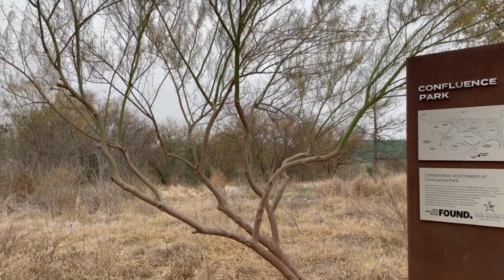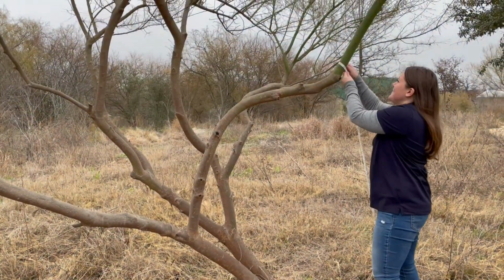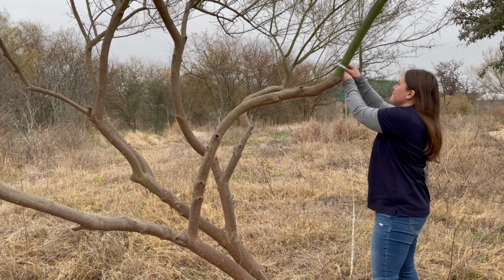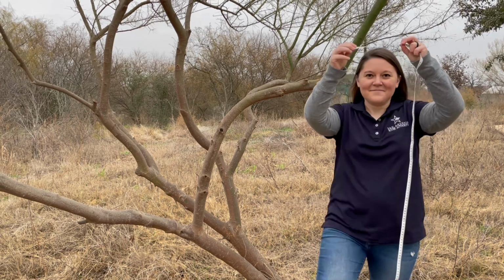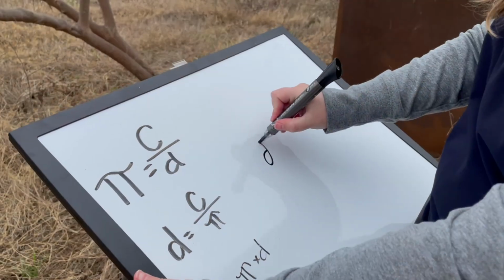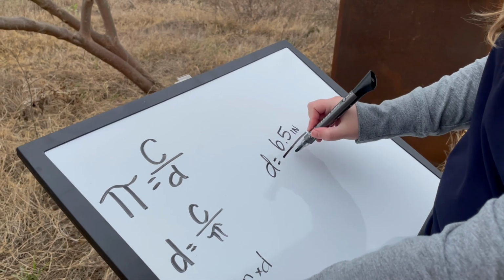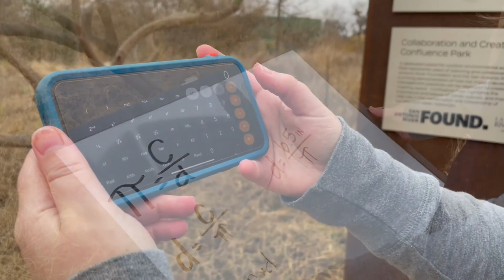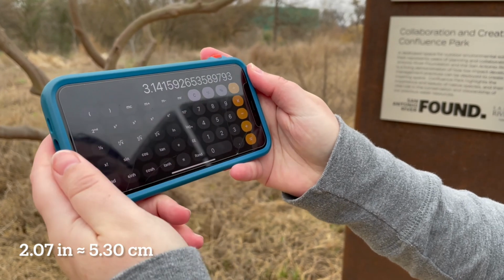How about this Palo Verde tree? Let's calculate the diameter of one of these branches. Here, we'll use the tailor's tape to measure the circumference of this branch, which we found to be 6.5 inches. We'll use this information to fill out our equation to find the diameter of the branch. The diameter of this branch is about 2.07 inches or 5.3 centimeters.